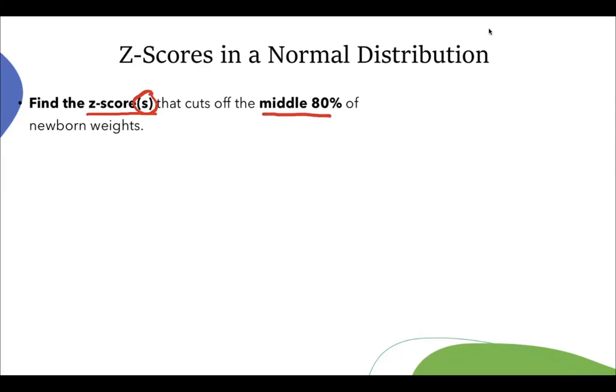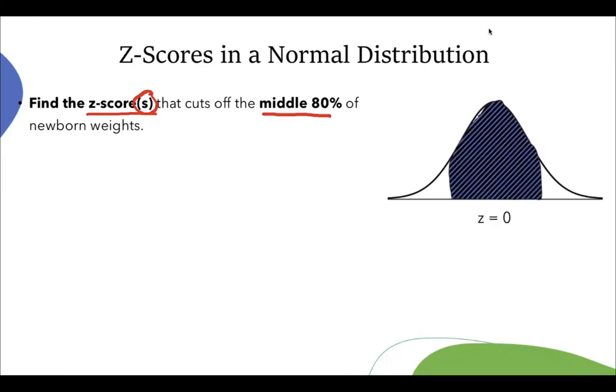So we're looking at the very center of the curve, and we're going to shade the center 80%. When you shade the center 80%, it's supposed to look symmetrical as best you can. The z-score that you're looking for on the left-hand side and the z-score on the right-hand side are negations of one another. They'll be the same number, but on the left it'll be negative and on the right it'll be positive. That's because the bell curve is completely symmetrical.